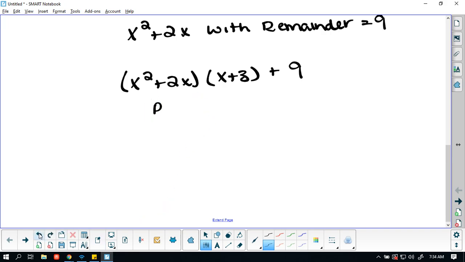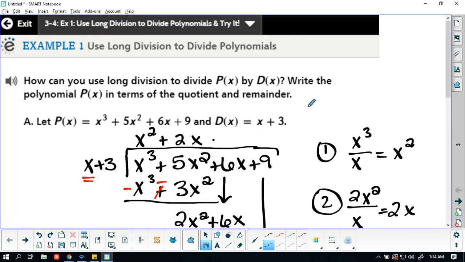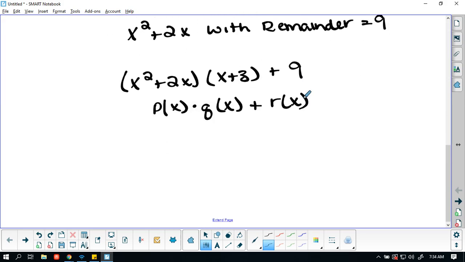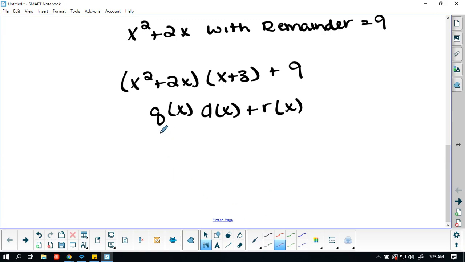I don't know why I put more parentheses. Times Q of x plus R of x. Or actually in our case, let me rewrite this. This is our quotient, Q of x, times our divisor, D of x, plus R of x with our remainder. So quotient times the divisor plus the remainder.